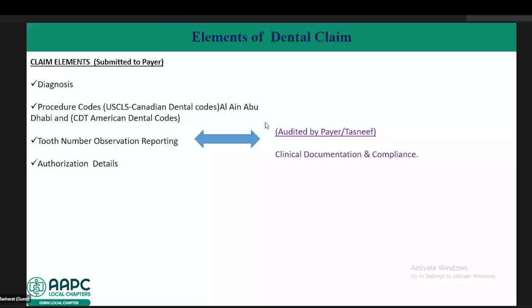Okay, the elements of the dental claims. In the dental claim, we need to have the diagnostic code, then the procedure code, tooth number, and in some cases we need the authorization details in the claim when we are submitting to the insurance company.